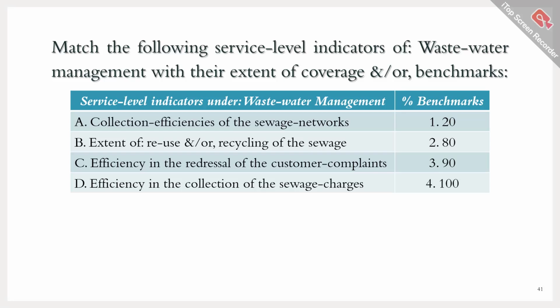The 20, 80, 90, and 100 are not in the correct order. You have to rearrange it in order to match them with their respective service level indicators, which are provided at the left hand column. So you can keep the order ABCD as same and type the correct order of 1, 2, 3, 4 in the chat box. That is the right hand column. Those are benchmarks in percentage or extent of coverage in percentage.